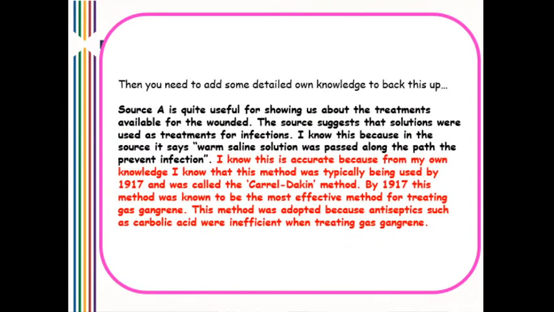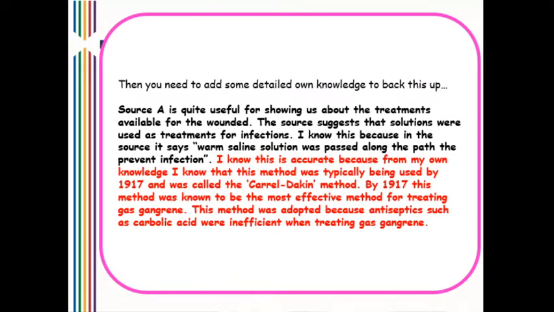So here's the own knowledge that I added in. Was yours the same? I know this is accurate because from my own knowledge, I know that this method was typically being used by 1917 and was called the Carroll-Dakin method. By 1917, this method was known to be the most effective method for treating gas gangrene. This method was adopted because antiseptics such as carbolic acid were inefficient when treating gas gangrene.